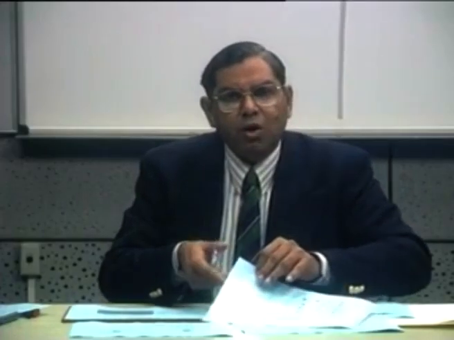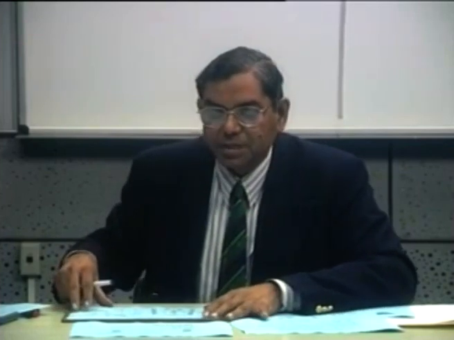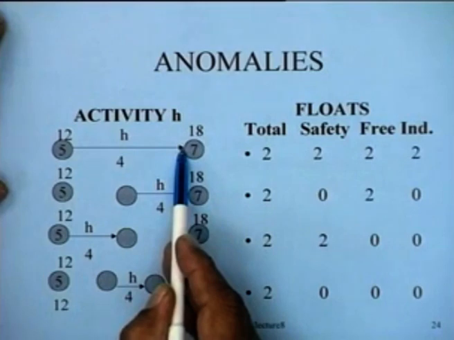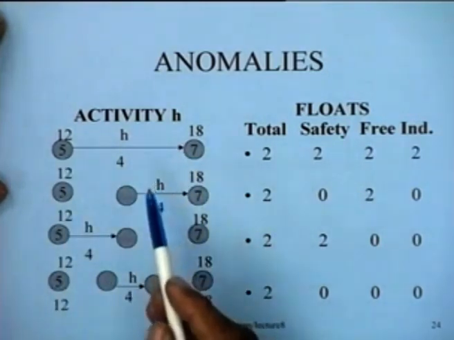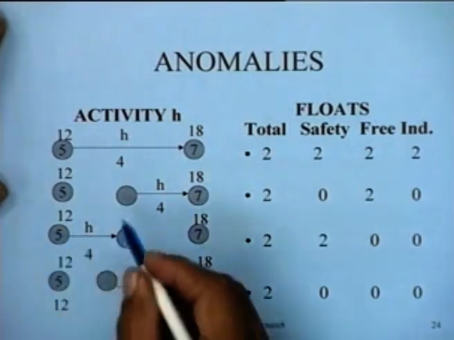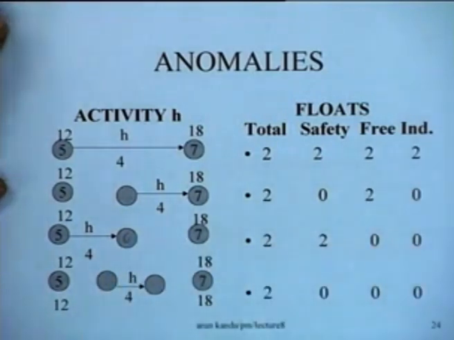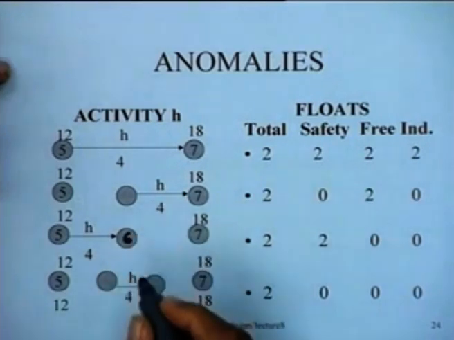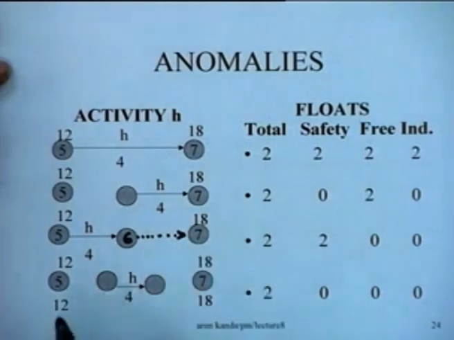I would now like to talk about some anomalies. Look at the example that we did and let us talk about activity H, which is one of the activities. Notice that in activity H we had activity H going from node 5 to node 6. Actually, it was something like this. We had for instance node 5 to node 6 going something like this, and this was followed by a dummy activity which was going into node 7.